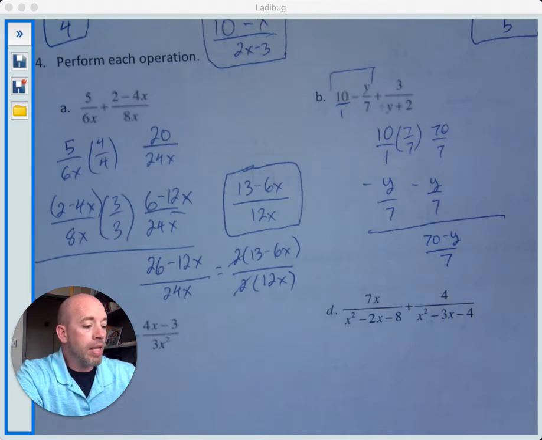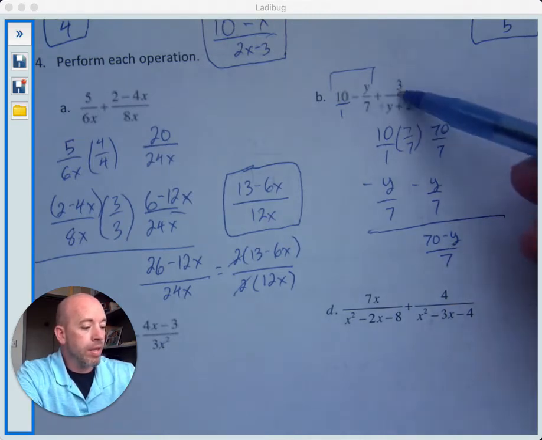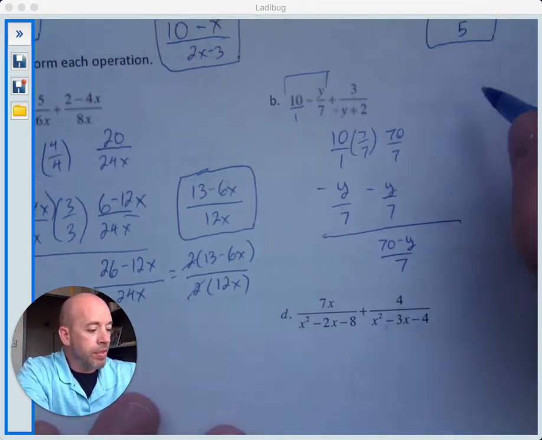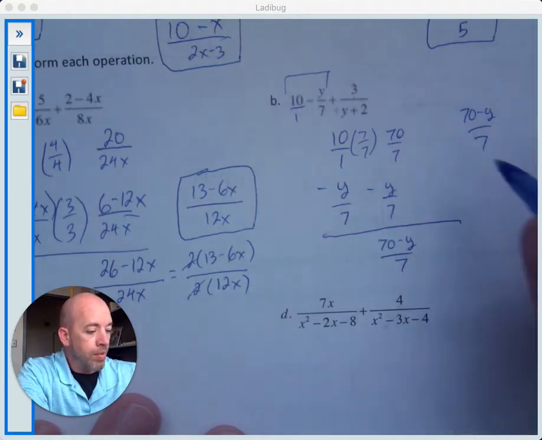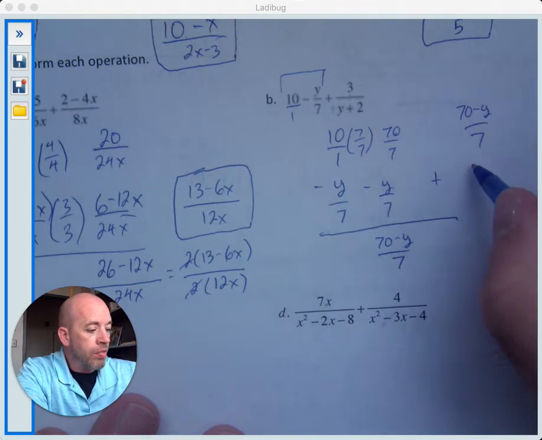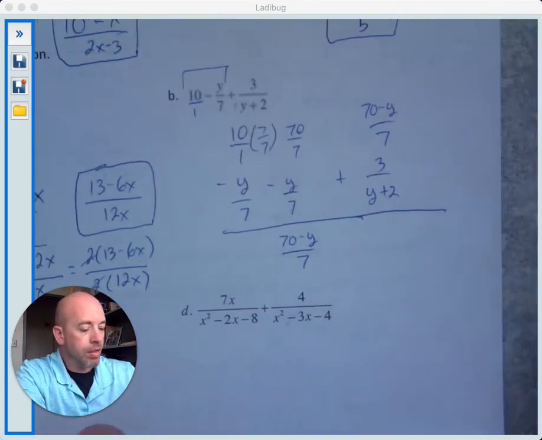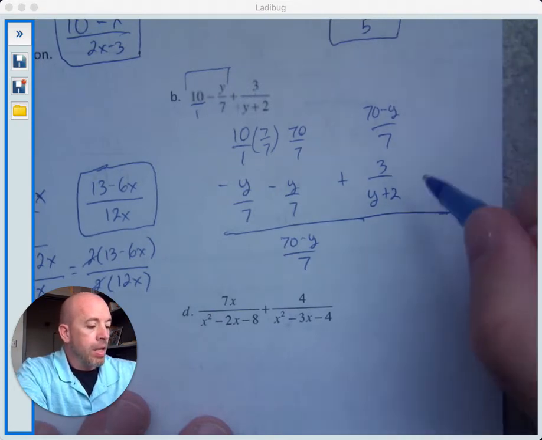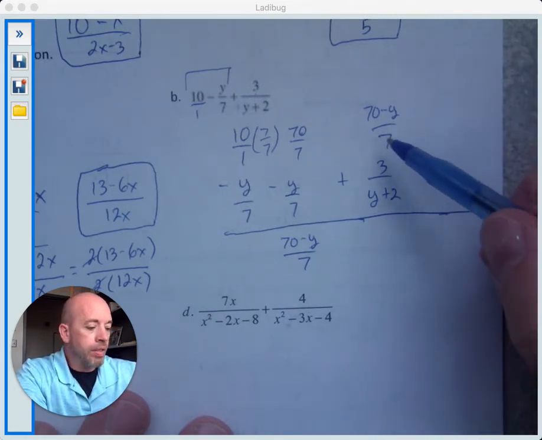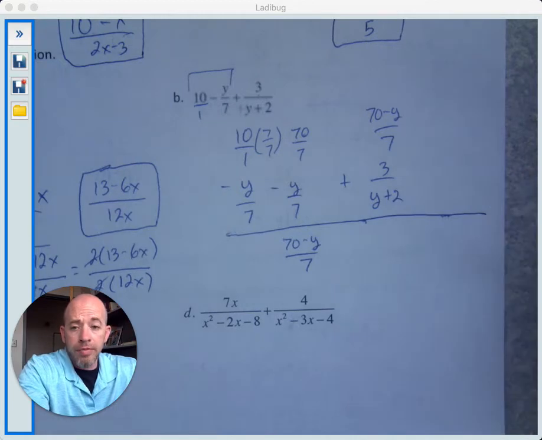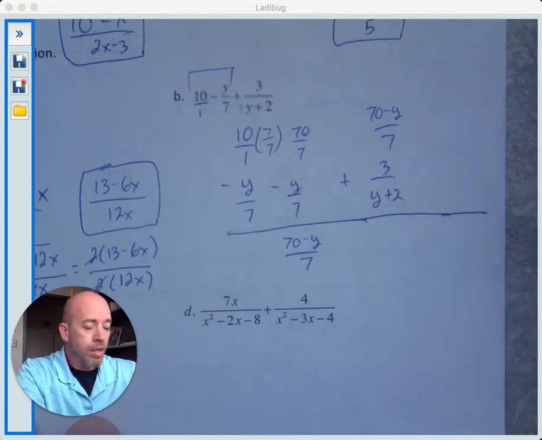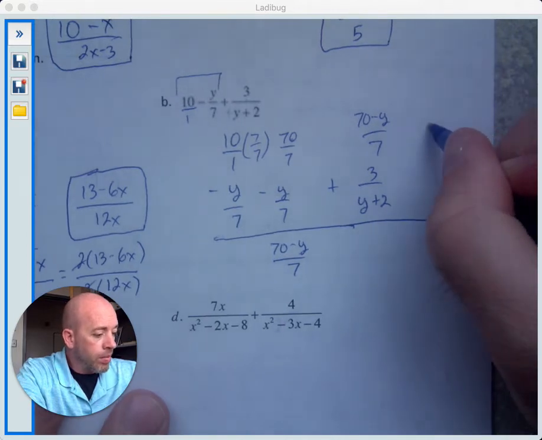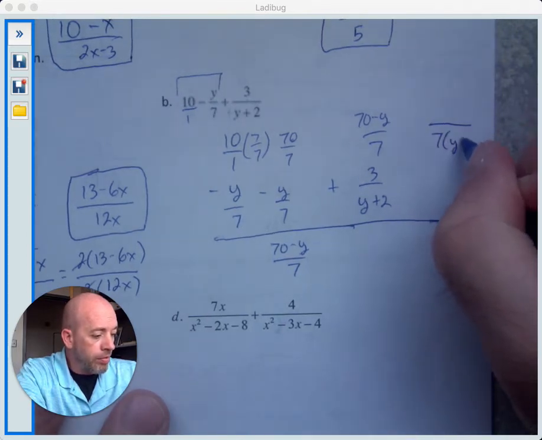Okay, so we've combined these 2 together, right, with the subtraction. And now we want to add our result to this guy. So I'm going to write this vertically as well. So 70 minus y over 7. And we're adding 3 over y plus 2. Alright. So we need a common denominator. Well, 7 and y plus 2, they don't have any common factors, so your LCD is just the product of the 2. And so for our LCD, we're going to have a 7 times y plus 2.